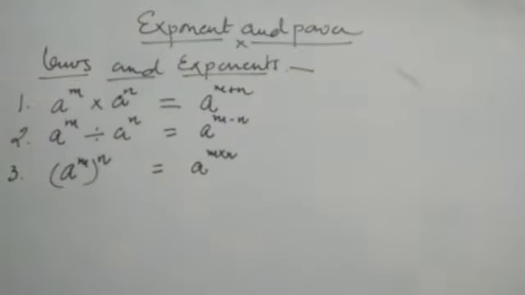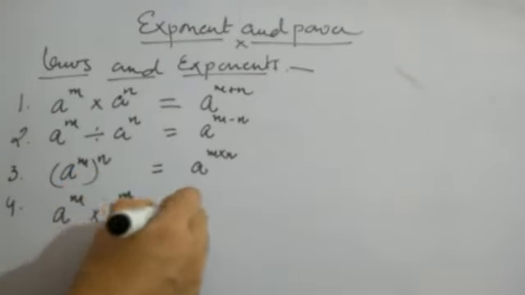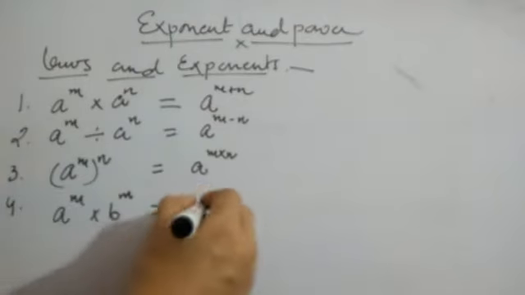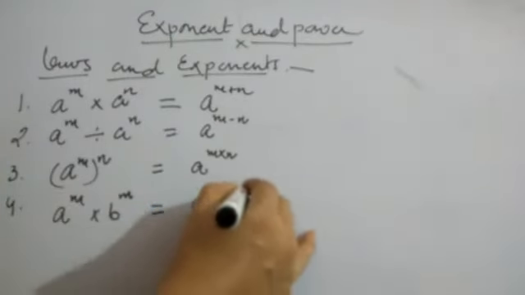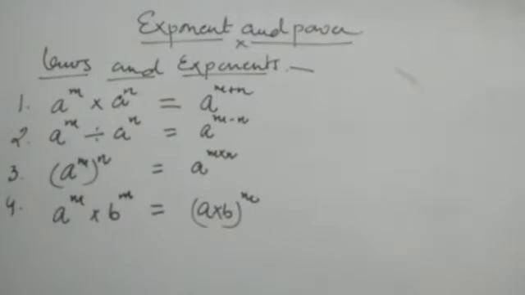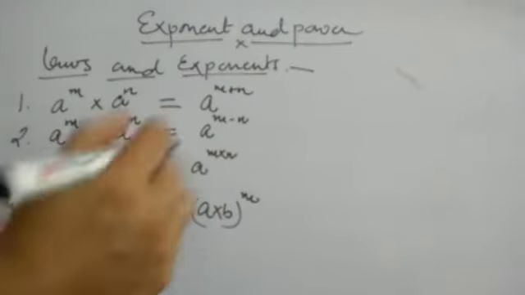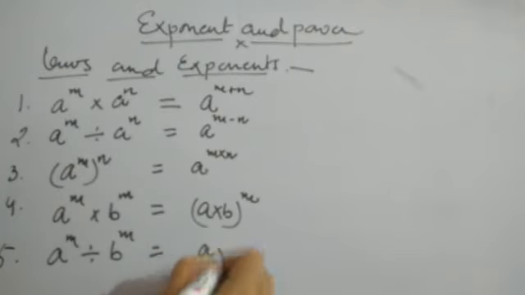The fourth law is if there are two numbers with different base but same power, so we can write it like this and write the power once. We can multiply the base and write the power once. Okay. Similarly, if we have two numbers which are being divided and the power is same, we can divide the numbers and write the power once.